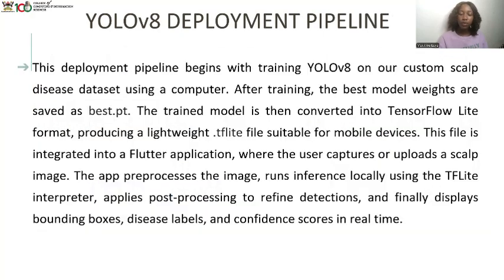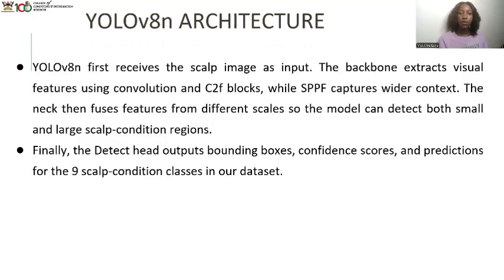So okay. So YOLO V8 first receives the scalp image as input, then the backbone extracts visual features using convolution and C2F blocks, while SPPF captures wider context, and that's what we said. So the neck then fuses features from different scales, so the model can detect both small and large scalp condition regions. So finally, the detected outputs: bounding boxes, confidence scores, and predictions for the 9 scalp condition classes in our dataset. We are basically working with 9 classes of the scalp conditions.